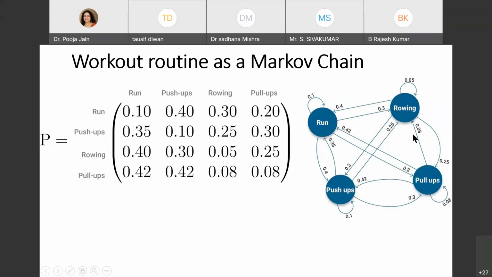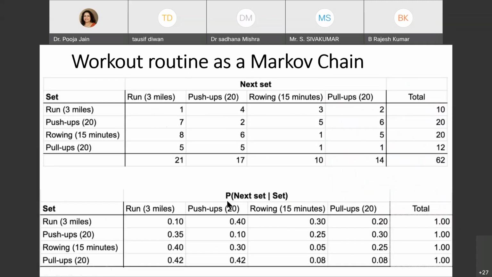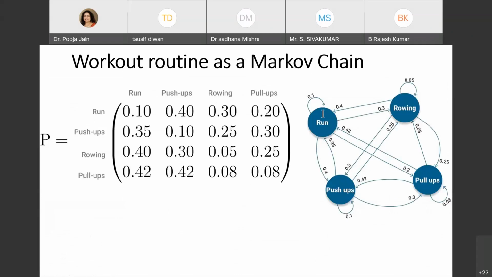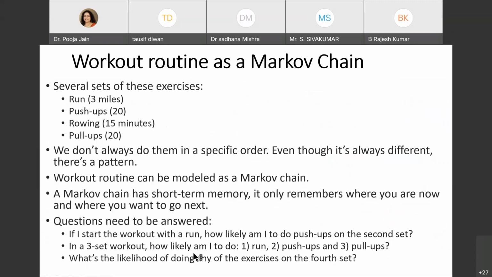Okay. Likewise, you will draw this, and this is the probability matrix P. Here I am not doing anything. I have just written all these values in the form of a matrix. Fine. After doing this, which type of questions can be asked? For example: if I start the workout with a run, how likely am I to do push-up on the second set? These types of questions can be asked from this matrix.